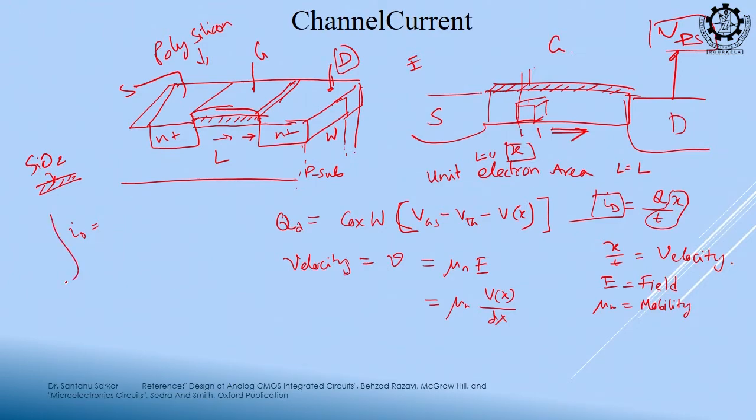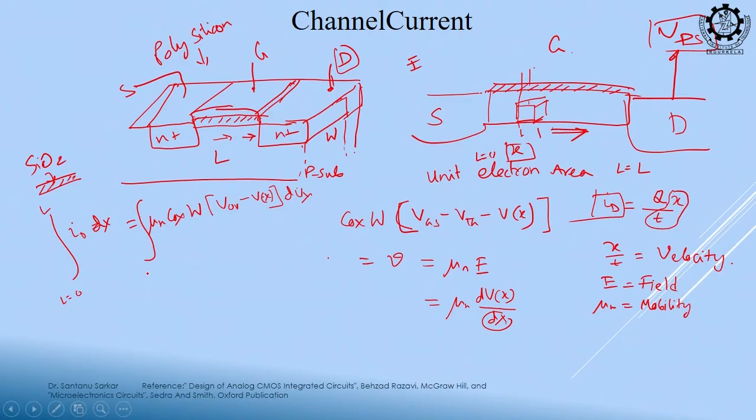If I want to get the total current, I have to integrate from L is equal to 0 to L Id, and this dx I will multiply with this side, okay, is equal to what remains, mu n Cox W VOV minus Vx into dVx. This is dVx by dx. This electric field is dVx by dx, and I will integrate it over L is equal to 0.